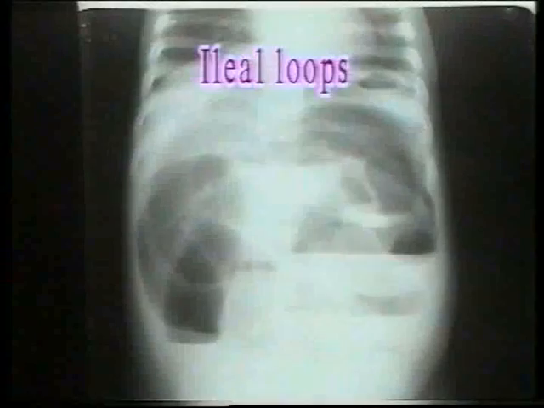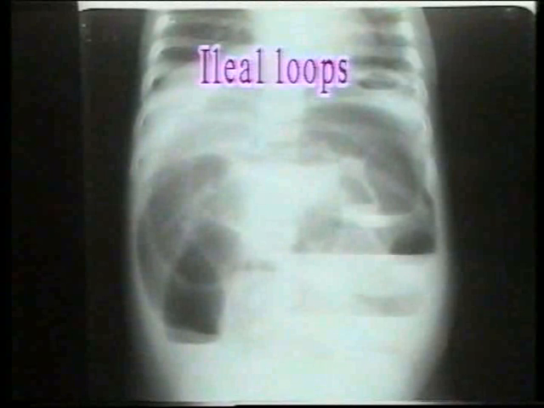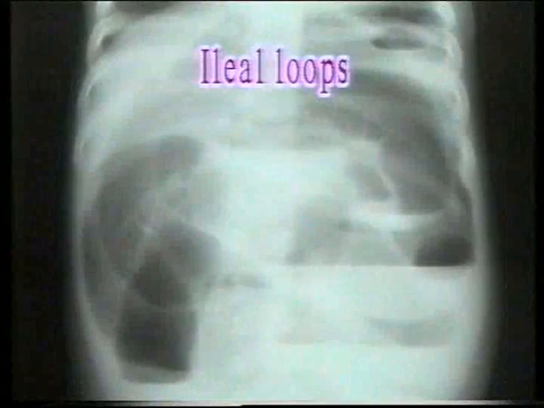The valvulae conniventes occur very close to each other and are seen across the full breadth of the intestine, hence the characteristic coil spring appearance. Now we will see how a low ileal obstruction looks. Note the presence of fluid levels first, indicating intestinal obstruction.